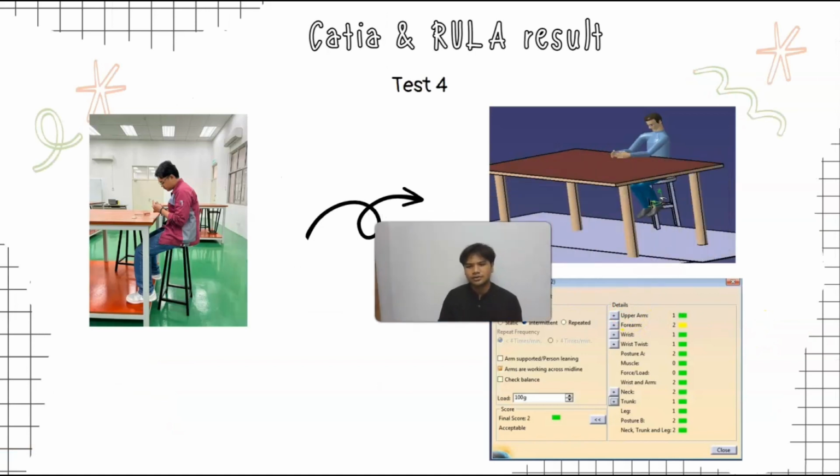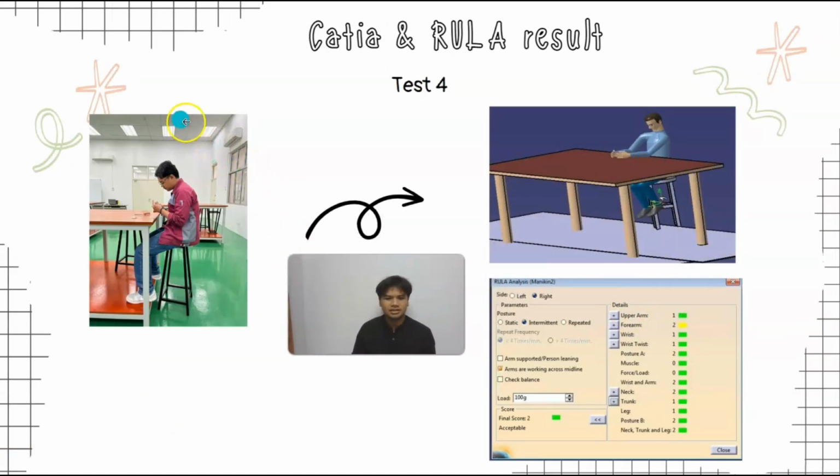For test 4, you can see the situation is a sitting position at the elbow height table. This is the CATIA design for this test. This is the RULA analysis. You can see the forearm is yellow, not very good because of the contact stress.